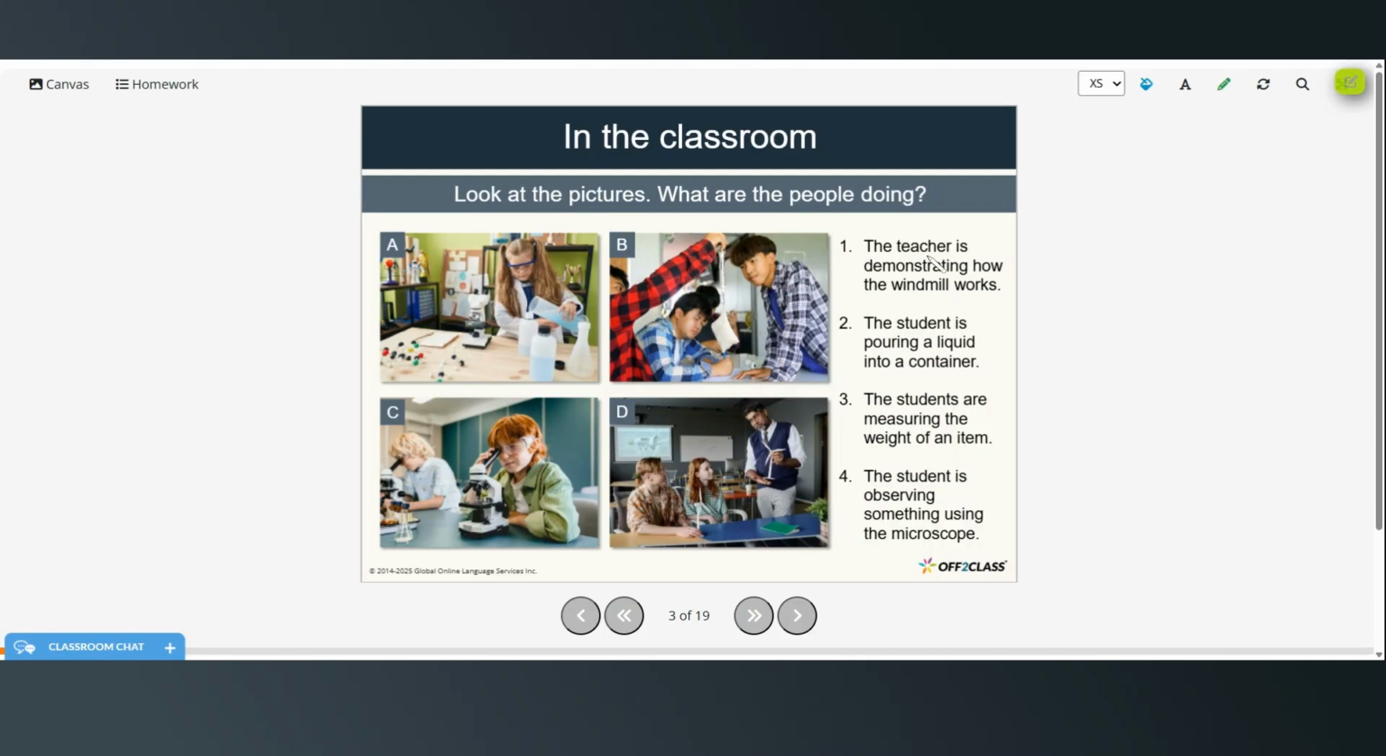All right, the teacher is demonstrating how the windmill works. That would be picture D. The student is pouring a liquid into a container. That would be picture A. The students are measuring the weight of an item. That would be picture B. And the student is observing something using the microscope is picture C.